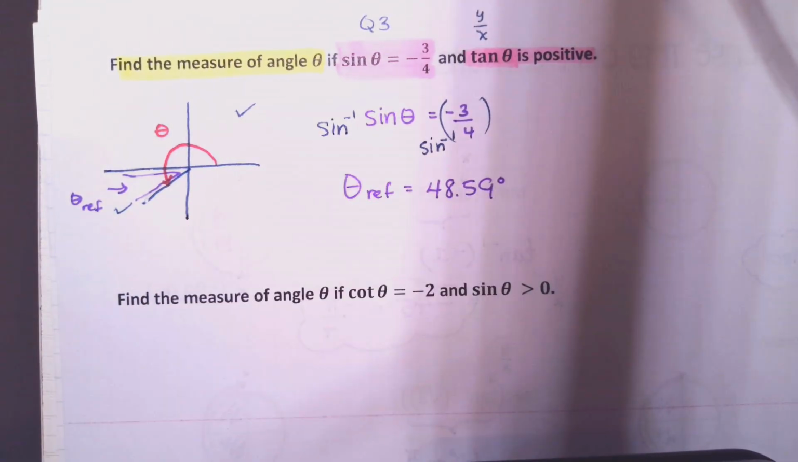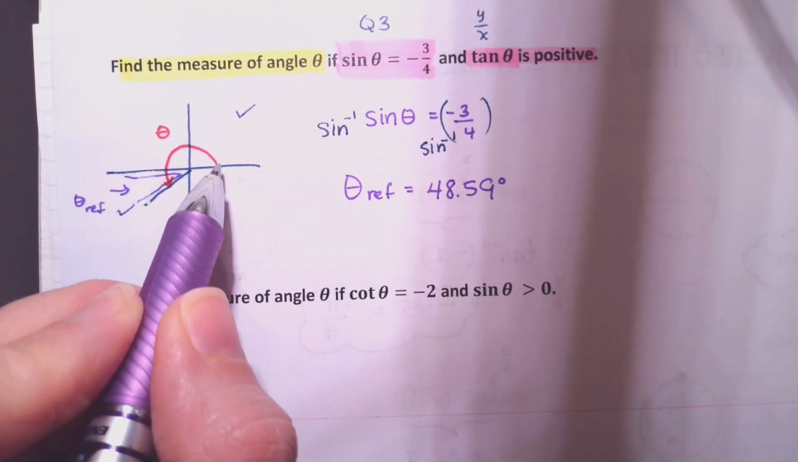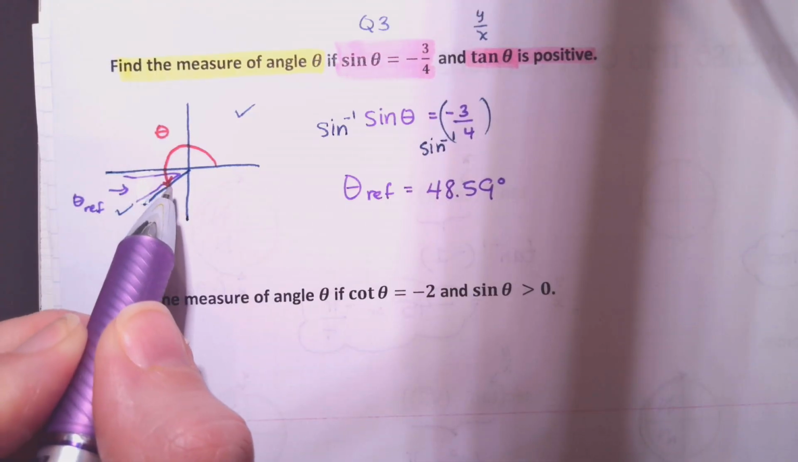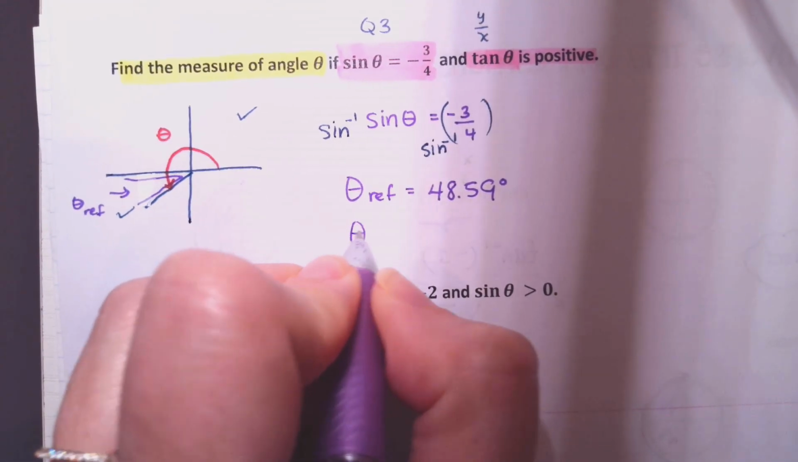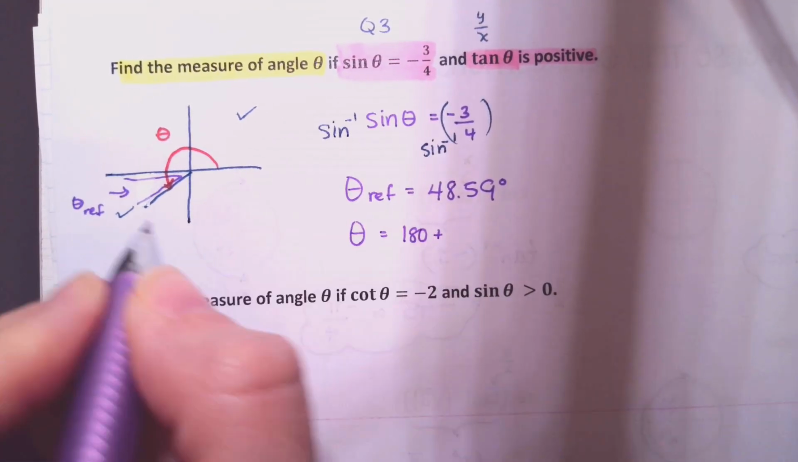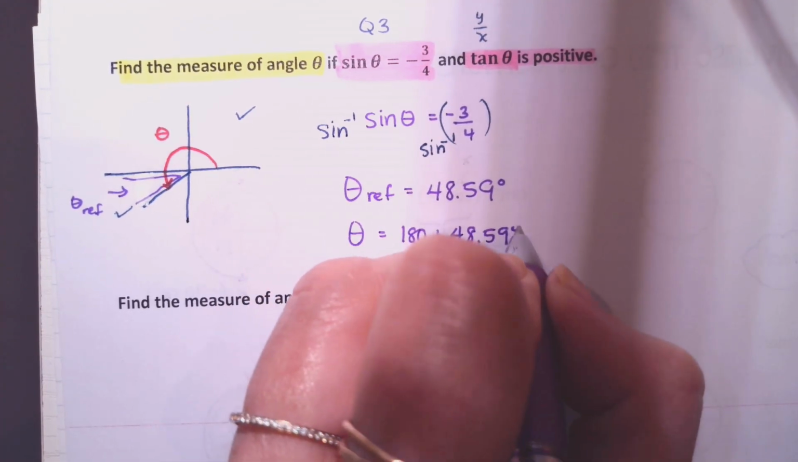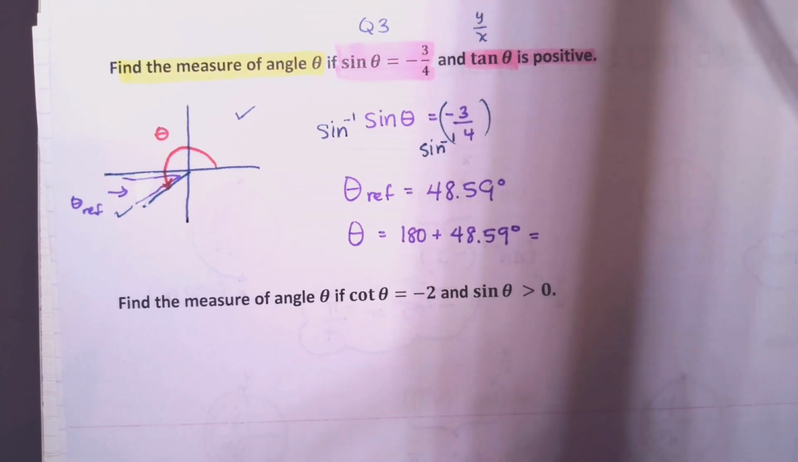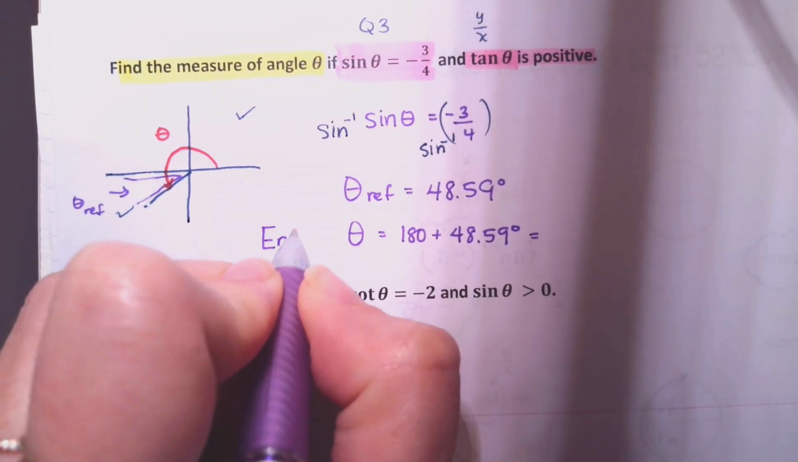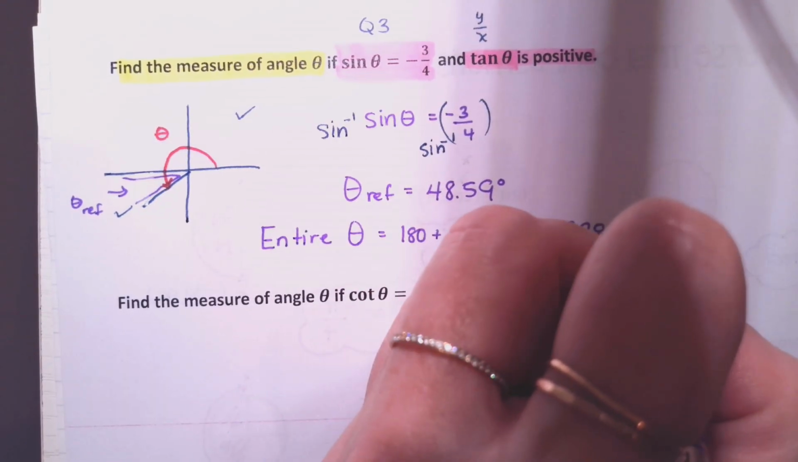48.59 degrees. So if we need to find the entire theta, well, the entire theta first goes to 180 and then continues that extra 48.59 degrees. So my actual theta is 180 plus that little reference amount that we found right here, 48.59 degrees, which is 180 plus 48.59, 228.59. That is our entire angle. Tricky.